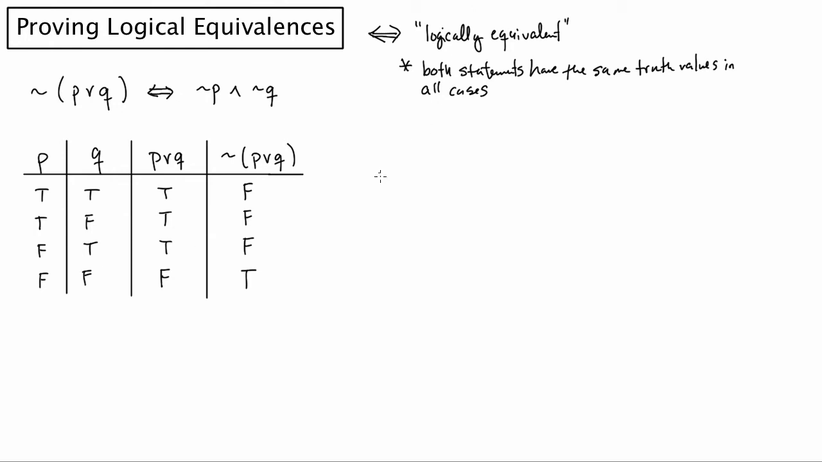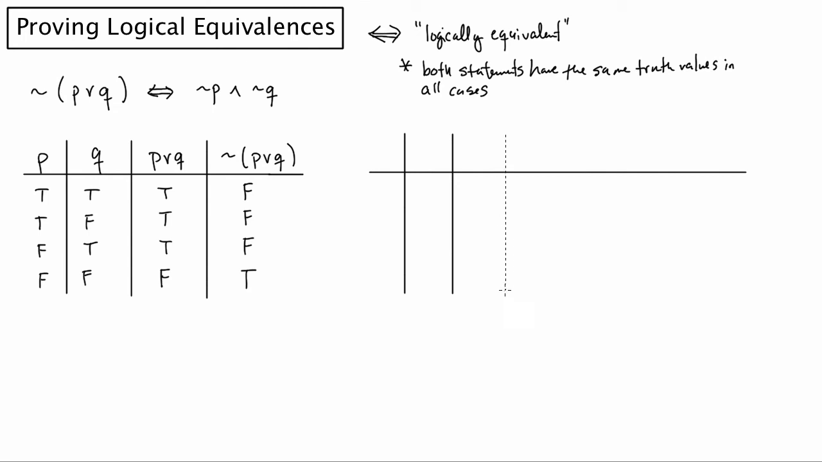So let me construct another truth table, this time for not P and not Q. This one's going to be a little bit longer because I have to have a column for P, a column for Q, a column for not P, a column for not Q, and then a column for not P and not Q. So just make sure we give ourselves plenty of space here. So P and Q, and then we're going to look at not P, not Q, and then not P and not Q.